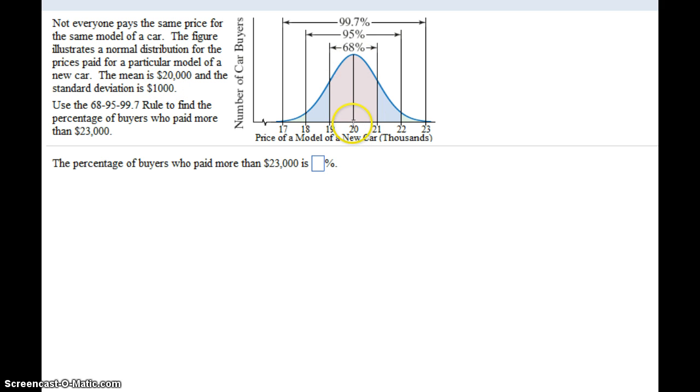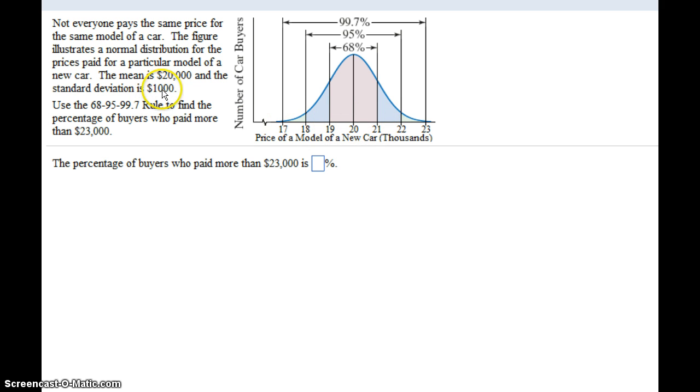So if you go 1,000 more than that, that'd be 21,000, or 1,000 less than that would be 19. In between those two numbers, 68% of the data is. In terms of this problem, it means that 68% of people are going to pay between 19,000 and 21,000.